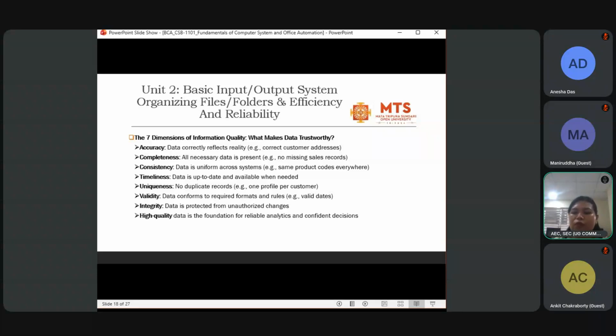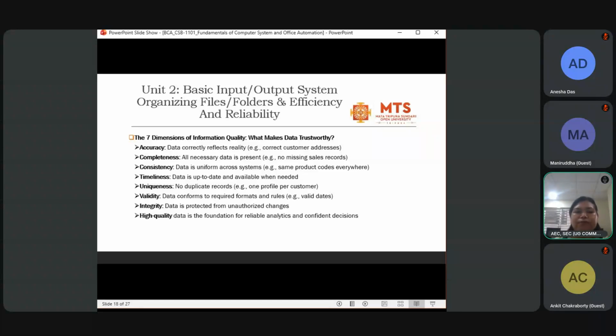Suppose Anvisha, I want to send her a letter from the university. Now I forgot to mention the PIN code. Then where will it go? Which Anvesha will it reach? So this is complete, it is incomplete. That's why we always have to maintain complete data in the written format or in the soft copy format.